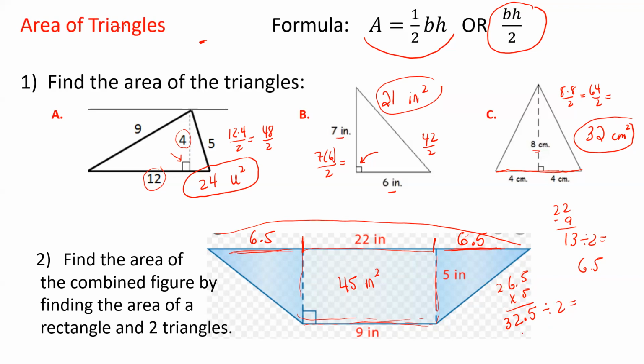So we're going to take the area of a rectangle, I'll do it over here, 45 inches for a rectangle plus 32.5 for both triangles added together. Line up those decimals. We add them together, 5, 6, 7. So we get 77.5 inches squared for the area of the whole trapezoid, 77.5.